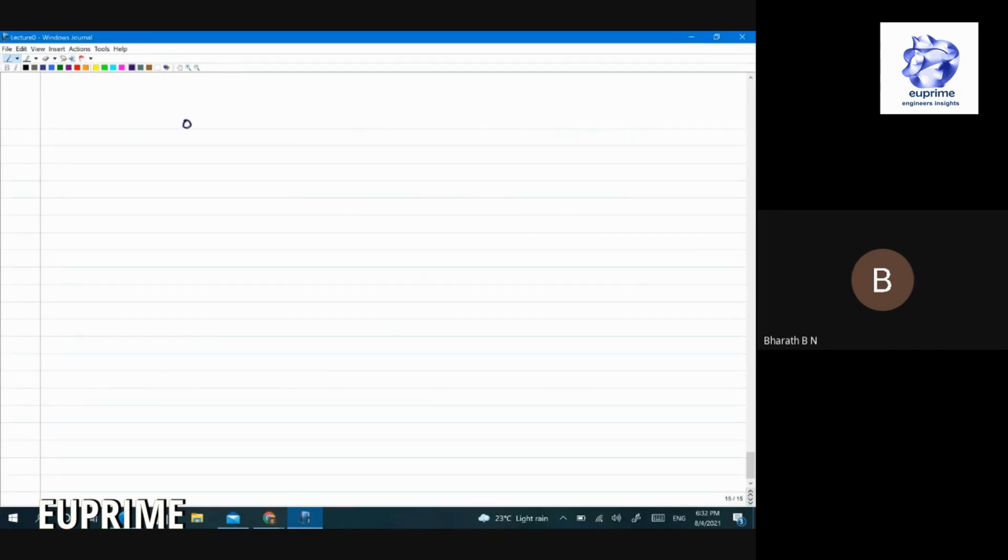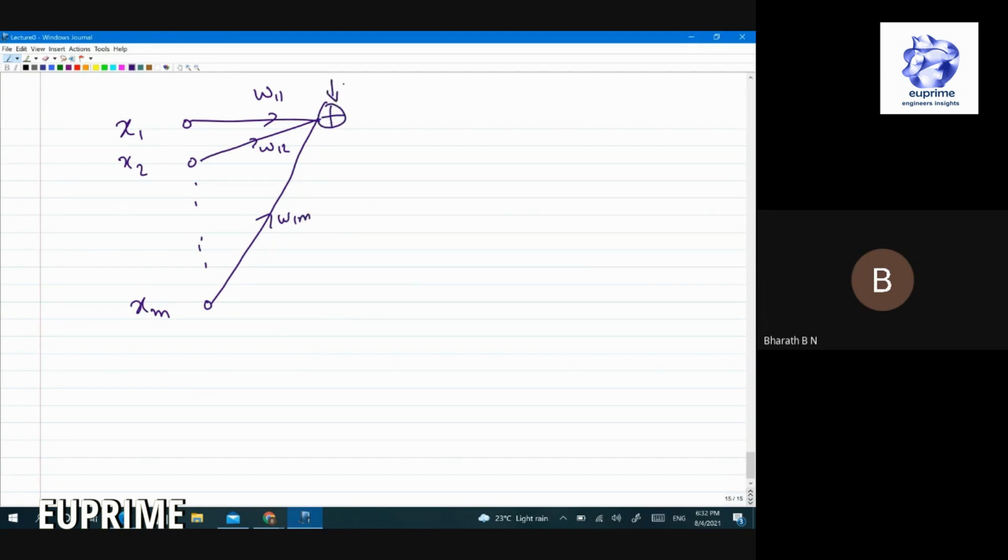It's easy. Again, you have n points, x1, x2, xm. So the first one would be W11, W12, W1m, right? I'm going to add a bias. Let me call this B1 and a sign, whatever. I'll call it a sigma, and this is the output, right?